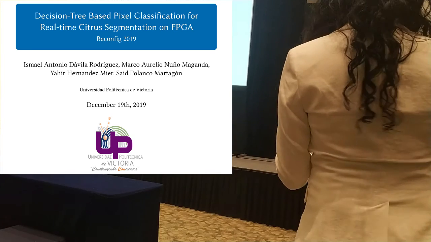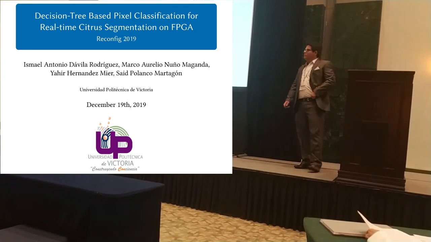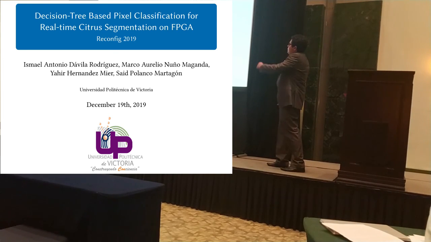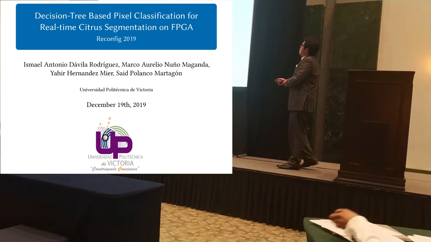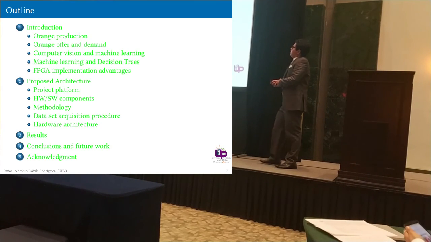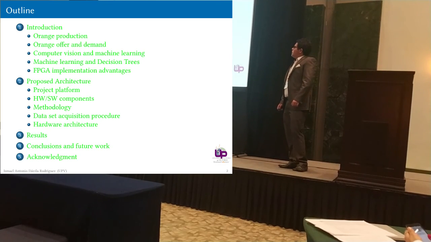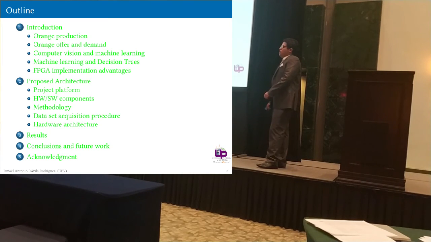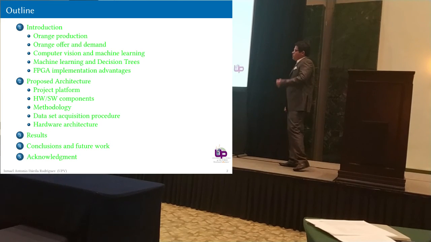Thank you. Hey everyone, I'm Ismail, and this is my project. So the topic is decision tree-based pixel classification for real-time citrus segmentation on FPGA. This is the outline that we will see: a pretty easy introduction, then the proposed architecture of the project, then some results, and the conclusions and future work.